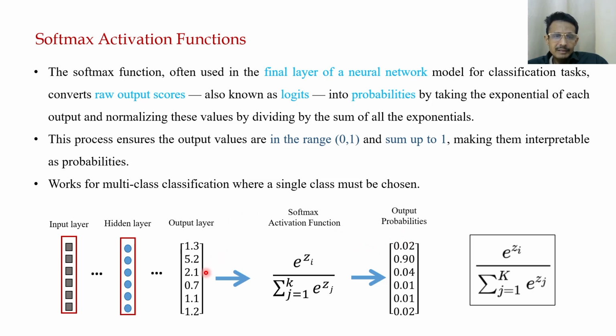And you can see that this is the highest value. So in a multi-class problem, if you find which particular input has the highest probability, it is class 2. So it works for multi-class classification where a single class must be chosen. This is the basic idea of the softmax activation function, which is generally used in the final layer of a neural network.